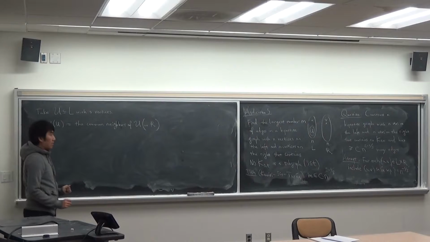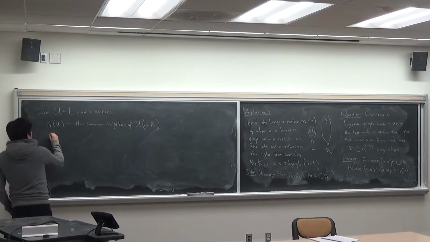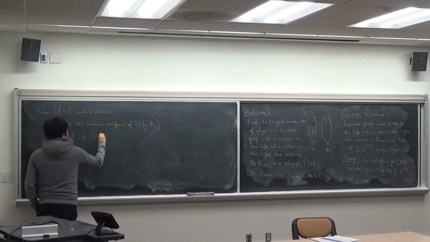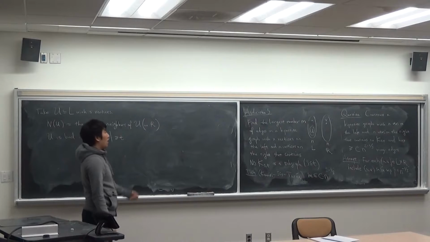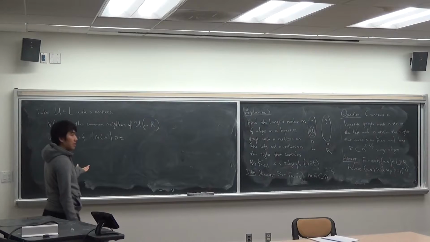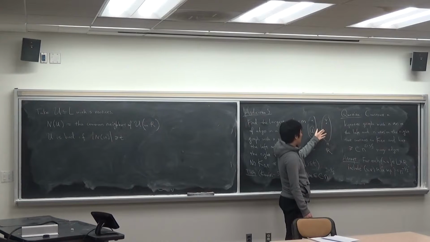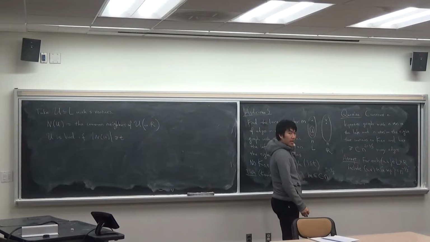And so U is bad if N of U has size greater than or equal to t. This is the kind of object we want to avoid. Because if we have a bad U in our random graph, then I will find the K_{s,t}. The way you find K_{s,t} is to take this U and look at the common neighborhood of U. Since it has size greater than or equal to t, you have a K_{s,t} in your random graph.